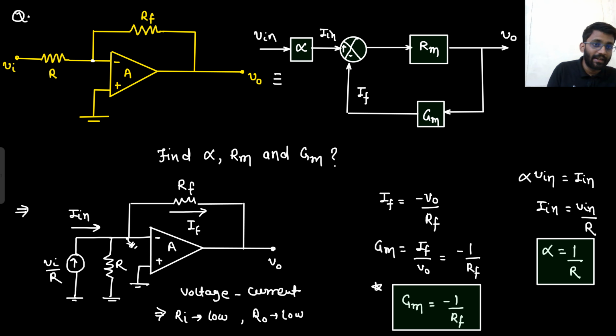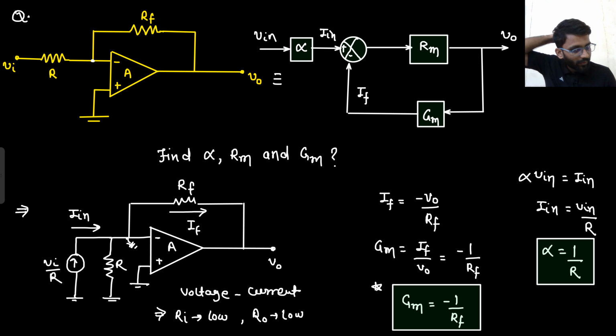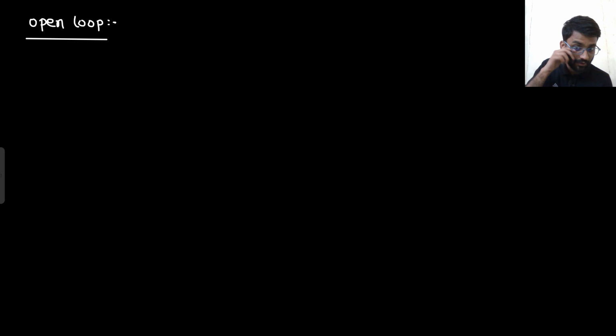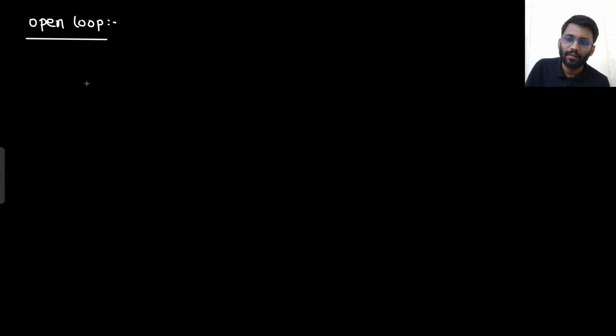Now you need to calculate Rm. So what is the easiest way to calculate Rm? Let's consider this block diagram as open loop. So let's make open loop. If I make open loop, what will happen? This was my Iin here.